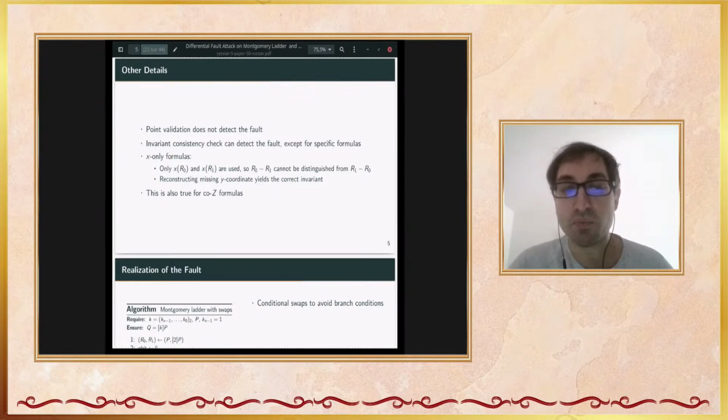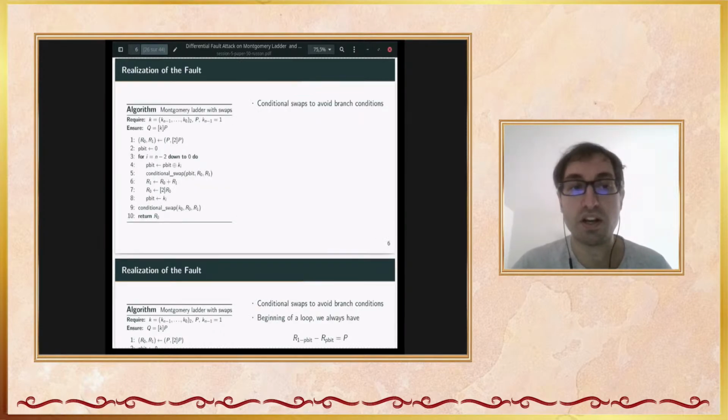And this property is also true for the coZ formulas. Those formulas use projective Jacobian coordinates such that the points R0 and R1 share the same Z coordinate, and this coordinate is not used in the computation. So those are pretty efficient. And when they use a recovery for the Z coordinate at the end, because it is needed to get the affine output, the same thing will happen. It could yield the correct invariant.